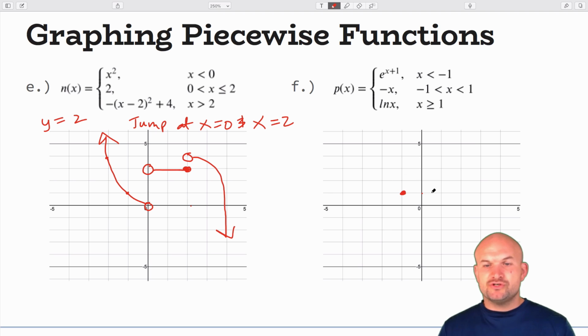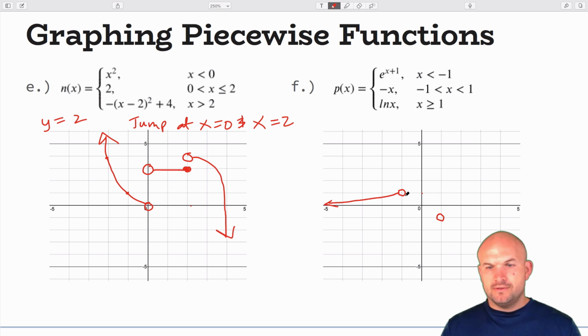And again, this is only true for values that are less than -1, so that's going to be an open circle. Even though the graph would look like that, because it's an open circle and only true for values less than -1, I am just going to erase that portion. Then the next one is my negative x, which is my negative identity function, open at -1 and going all the way to +1, which is, again, open. So it just looks like that.